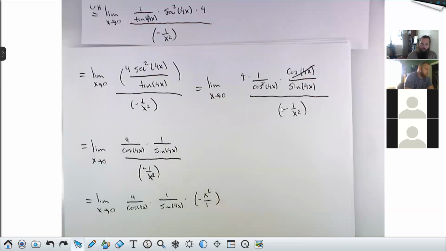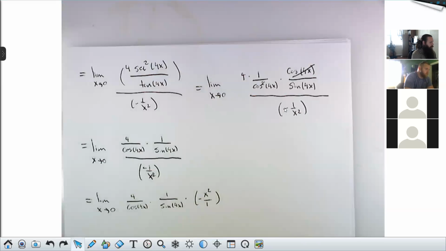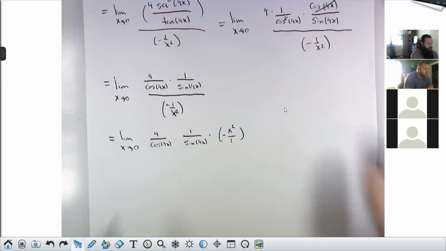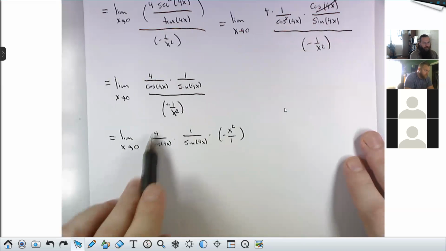And then we've got some choices how to proceed from here, depending on how clever you're feeling and how many of those special trig limits we remember from the start of the semester. But I think the most natural thing is to observe that as x goes to 0, cos of 4x goes to 1, right?